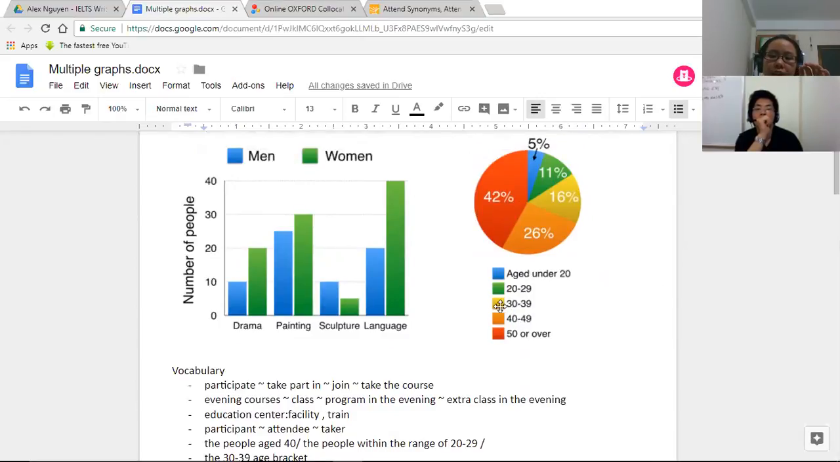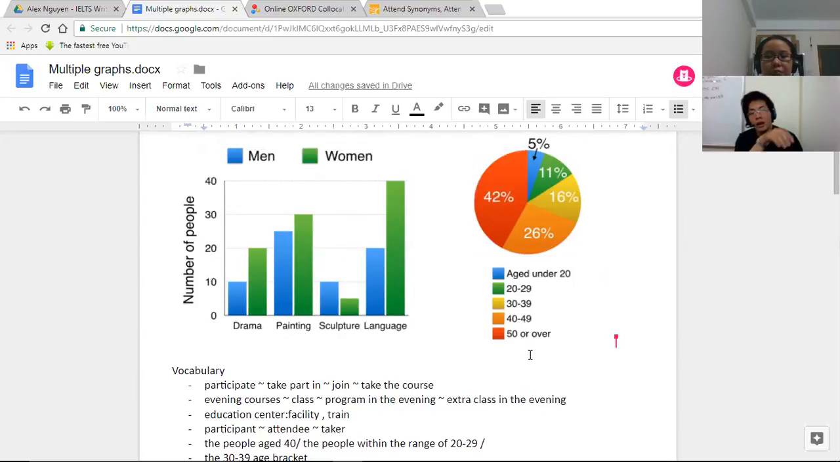For example, maybe the yellow group here is from 40 to 50, and then another group is from 51 to 60. If you were talking about those two groups, you could use another language to describe them. You could say the people in the middle of their life, something like that. You use a general word to describe them, to be more creative.